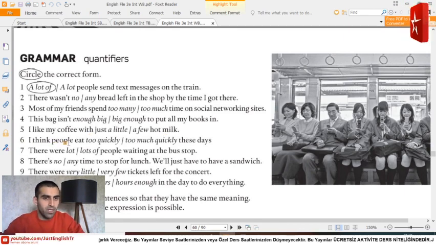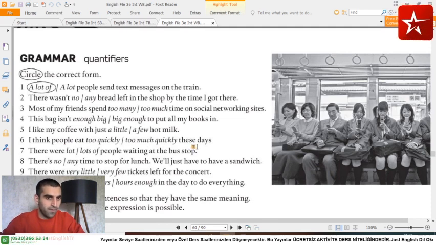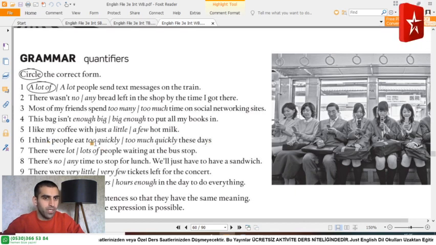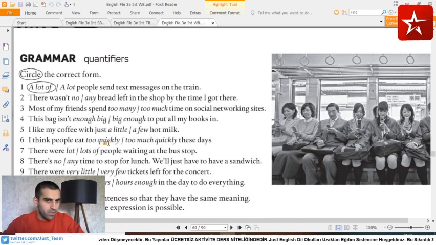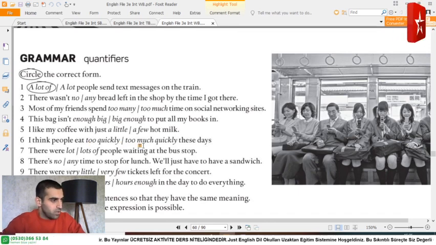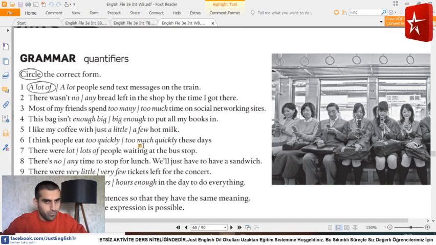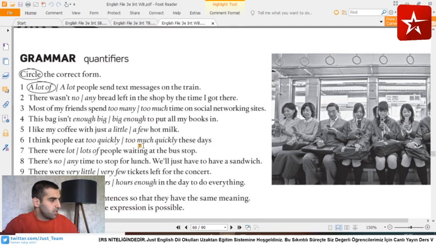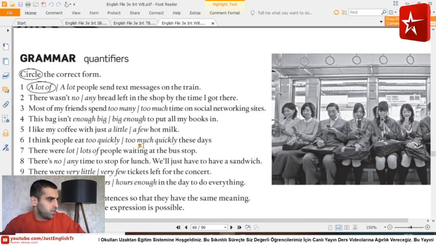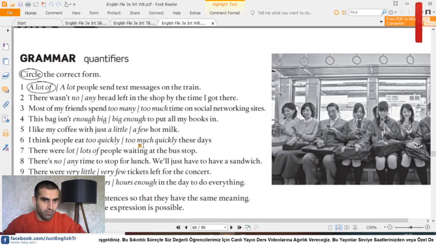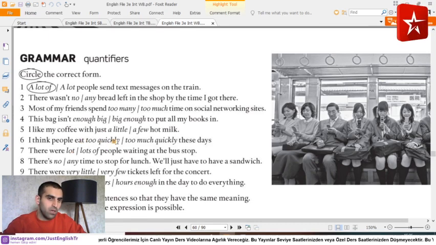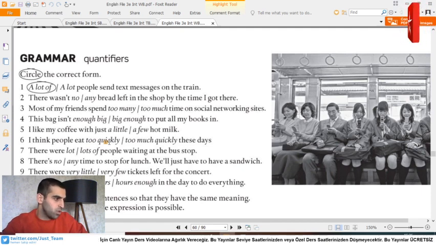Number 6. I think people eat too quickly or too much quickly these days. Which one is correct? Too quickly or too much quickly? Irina says too quickly. Okay. What about the other answers? Let me check your comments. Melis says too quickly. Okay, thank you, Melis, for your answer. Esra says too quickly. Yes, the correct answer is too quickly. Okay, we use too before adjectives and adverbs. Too quickly. Thank you, Mr. Mustafa.